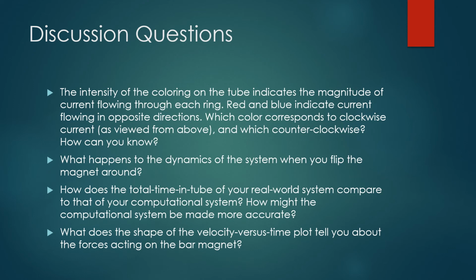What does the shape of the velocity versus time plot tell you about the forces acting on the bar magnet? When referring back to the graph, the forces are unbalanced in the first section of the graph. The speed is increasing. The forces are still unbalanced in the other direction when the speed is decreasing. Then the forces will balance for a second during the flat section. Then the forces are unbalanced again as speed increases.